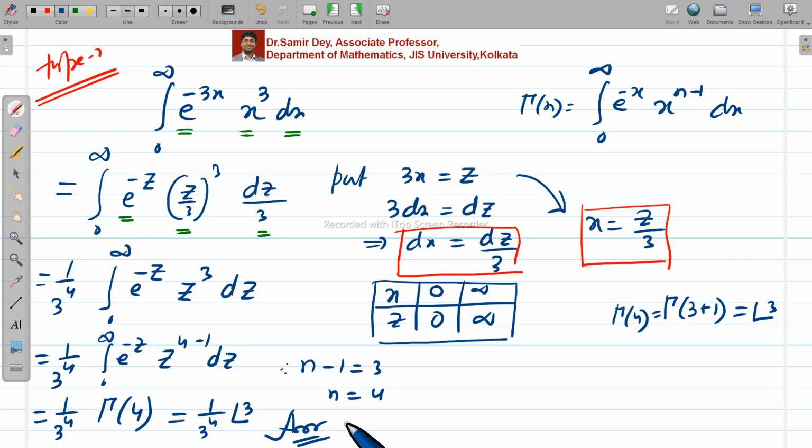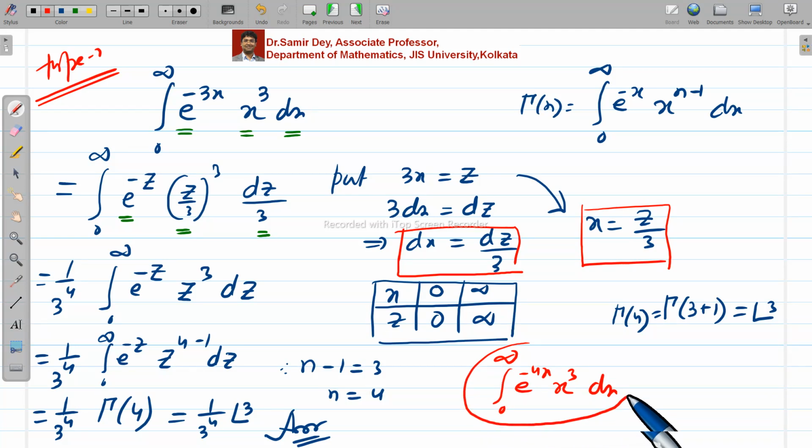Is it clear? So based on this, you should practice this question: integral from 0 to infinity of e to the power minus 4x, x cubed dx. Clear? Just I have replaced 3x by 4x. Rest of the part is the same. You have to test whether your knowledge is clear or not.